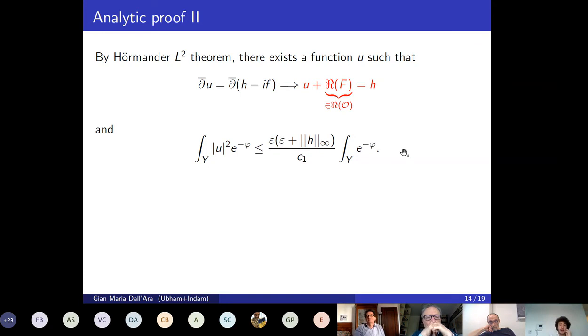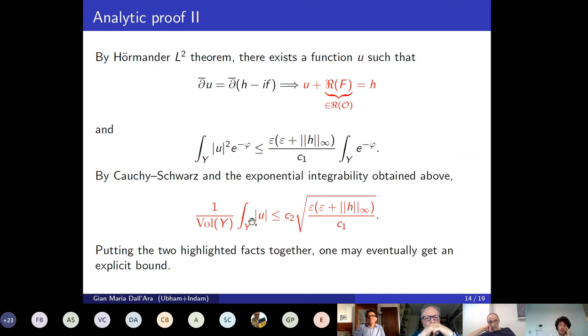But thanks to our John-Nirenberg argument, given exponential integrability, we can use Cauchy-Schwarz and just bound the L1 norm of u. So the conclusion, to put it simply, is that we are able to control the L1 norm of u, and u, as you see from the first highlighted inequality, is nothing but the difference between our pluriharmonic function h and the real part of a holomorphic function. So you see that if epsilon is very small, then this L1 norm goes to 0, and actually the pluriharmonic function is the real part of the holomorphic function, and this means that cohomologically it is trivial. Okay, so this is just the second sketch of the analytic proof.